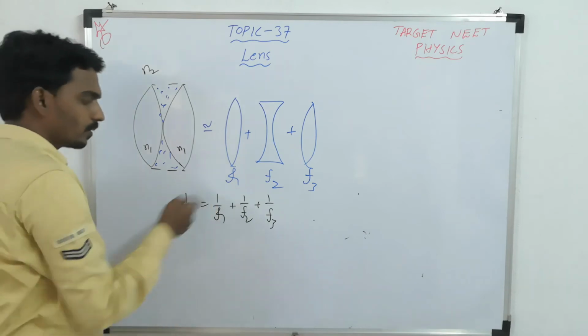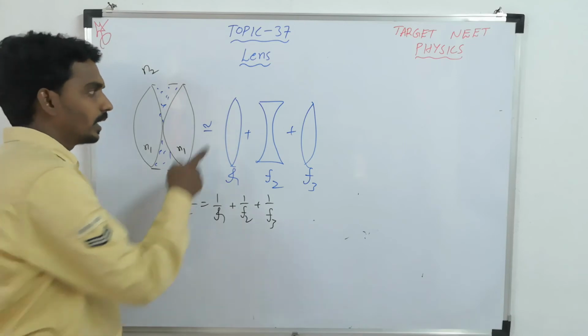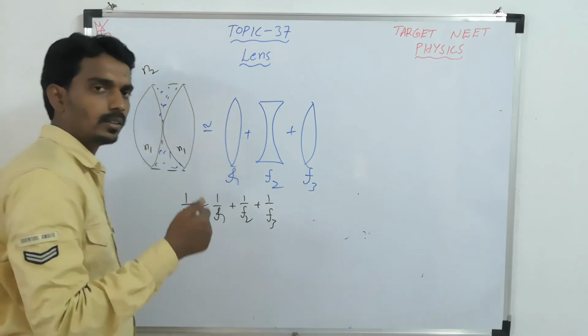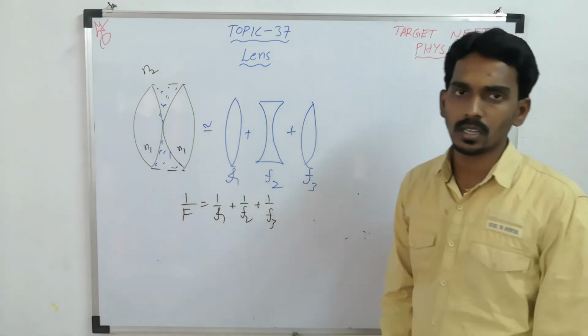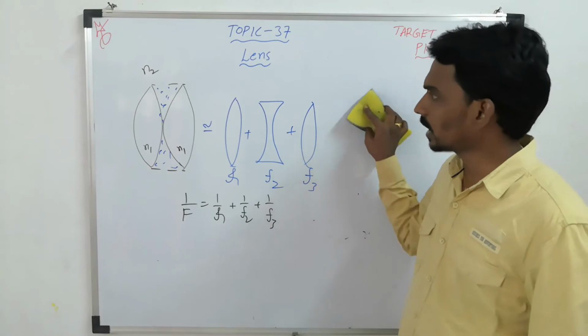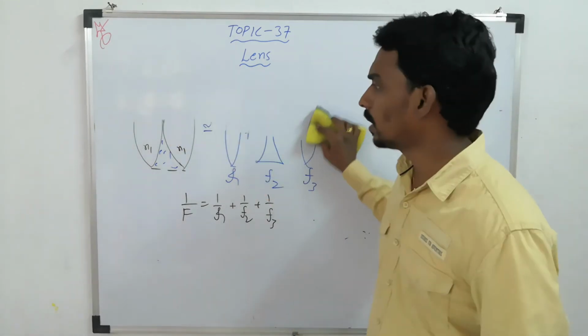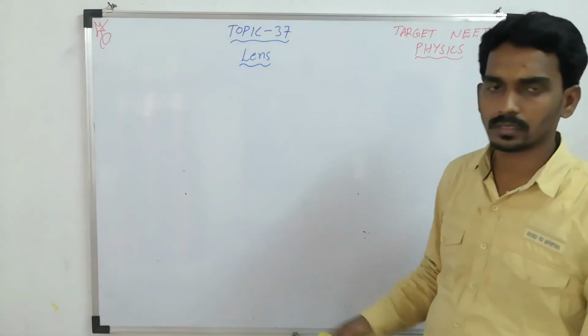And how to find f1? You know the formula. It has the refractive index n1, and it is in the medium n2. So 1 by f1 equals n1 by n2 minus 1 into 1 by r1 minus 1 by r2. Like that you have to take. So this kind of question will come. But in all these questions, calculation is important.